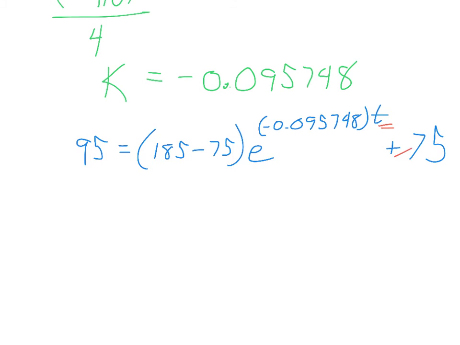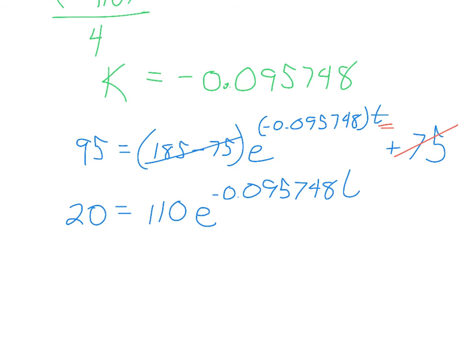All right, so I'm going to start by getting rid of that 75. So this becomes 95 minus 75, so I'm going to speed this up. That's going to be 20. That is 110 again. I have e to the negative 0.09574 8 T. This is probably the longest part, rewriting all of this stuff. I'm going to divide off this 110. And now at this point, I'm going to take the natural log of both sides. Again, natural log and e are going to cancel each other out.